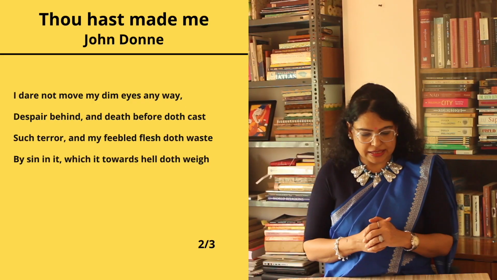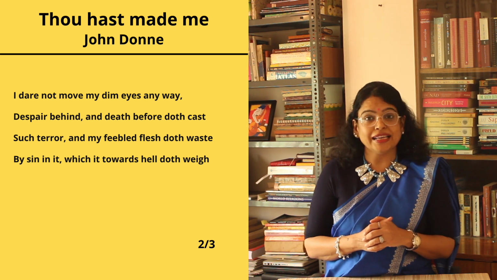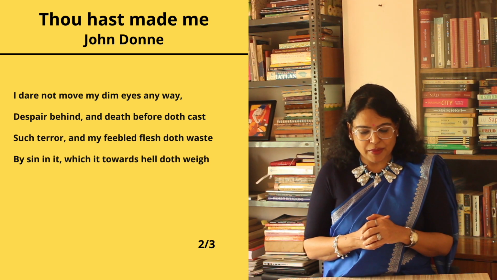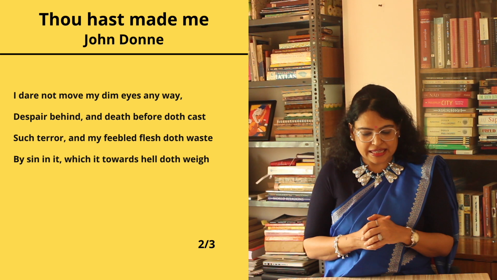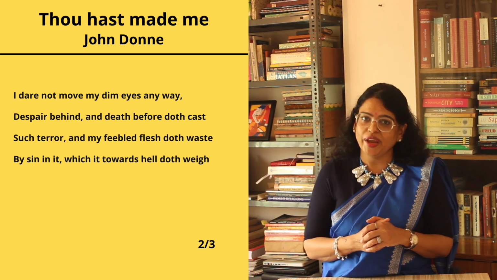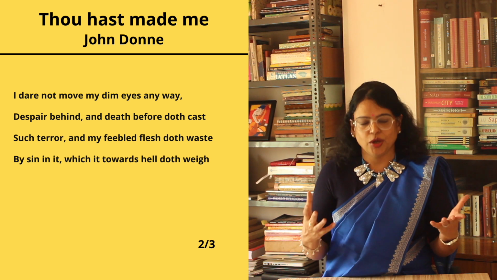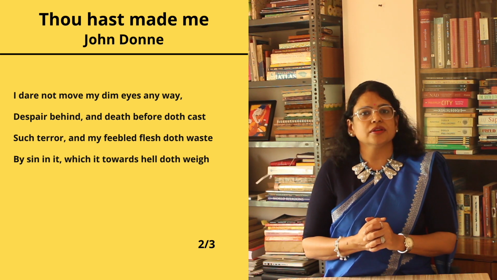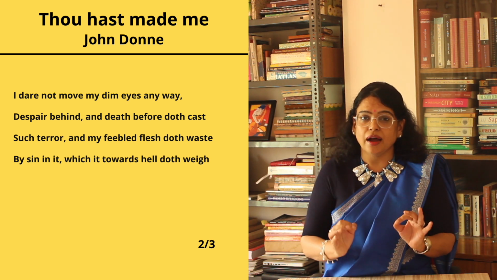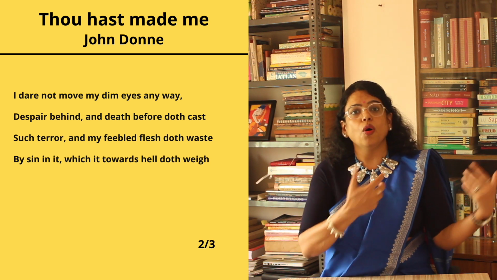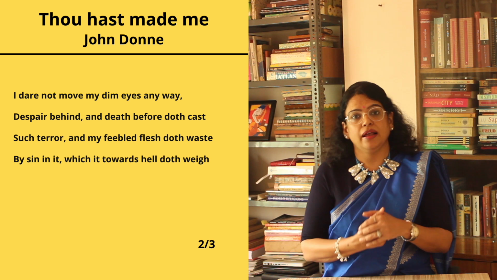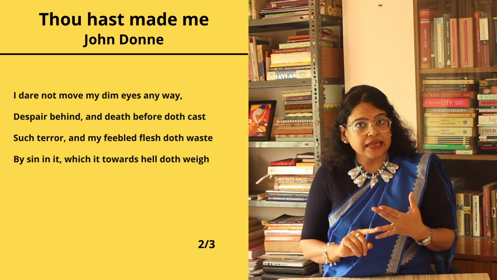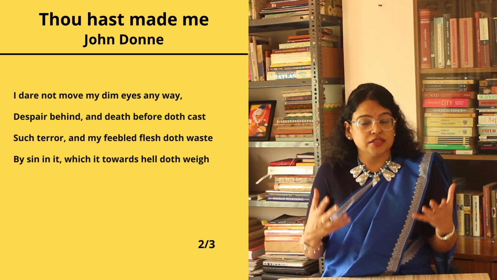In the second quatrain, Donne says, "I dare not move my dim eyes any way. Despair behind and death before doth cast such terror, and my feeble flesh doth waste by sin in it, which it towards hell doth weigh." He says that my eyes are dim, which means it's the eyesight of an old man who's very near to death, and the eyes are not capturing too much light. And even with these dim eyes, I dare not look forward or backward, because when I look backward, I look at my life, and maybe then I look at unfulfilled desires, the mistakes that I have done, or things that I could have done differently.